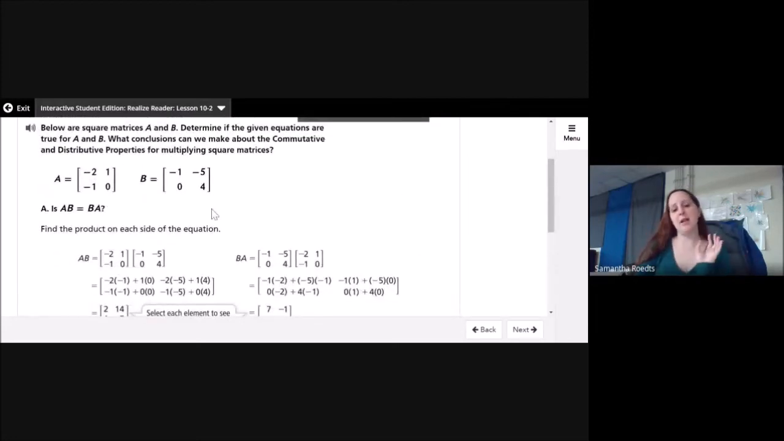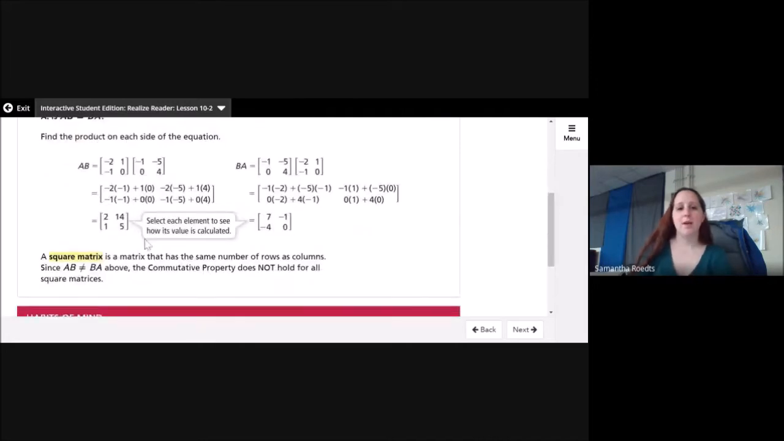So I do A times B and then B times A. Remember, I'm taking this first row times this first column, and I'm adding the products together. Then I take the first row times the second column, then my second row times my first column, and then my second row times my second column. I do the same for A, and then I do the same thing for B. Select each element to see how its value is calculated.